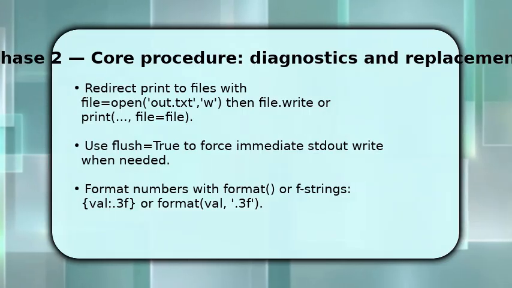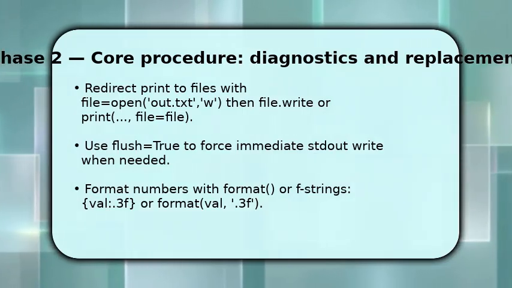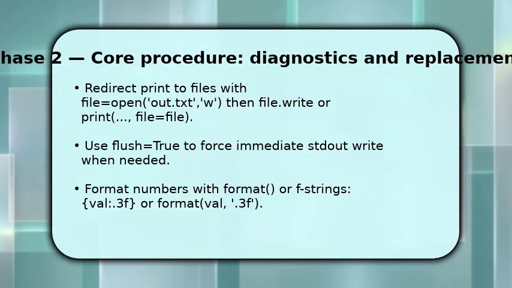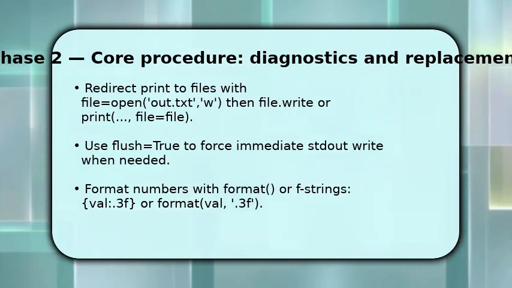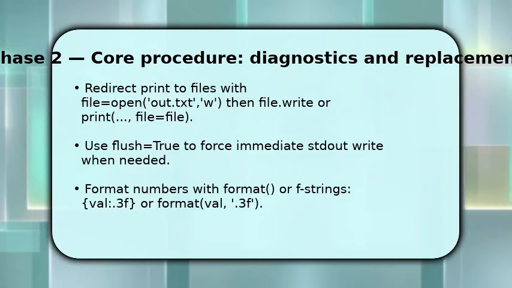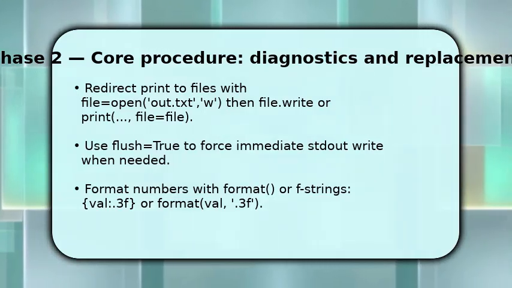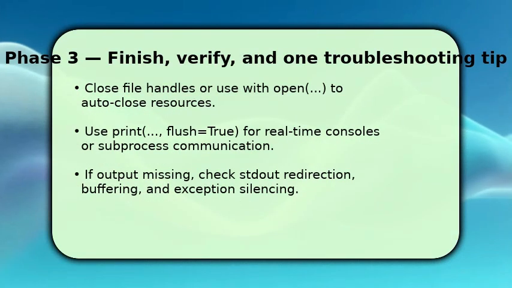For precise presentation, use f-strings or format to set decimal places and padding. This ensures reproducible output. To finish, make sure you properly finalize output so nothing is lost. Use with open as f to auto-close files, or call f.close() after manual opens.